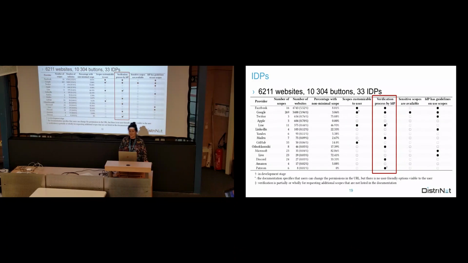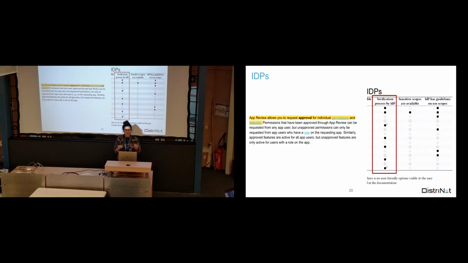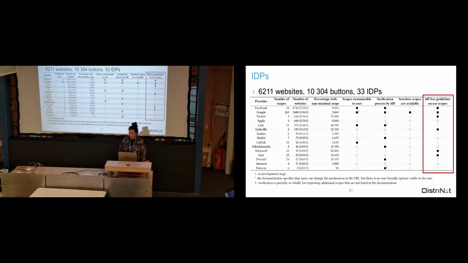So next, we also noted that some of the identity providers included a verification process. So for instance, Facebook has an app review which requires developers to provide an explanation for each individual permission that they are requesting, and sometimes they also request even a screen recording of the different use cases. So this might have a benefit for privacy, but we see that only half of the IDPs in our dataset have this kind of verification process. And finally, we also noted whether the IDP had guidelines on the use of scopes, so whether they actively encourage developers to limit themselves when using scopes, and this is also the case for roughly half of the IDPs.